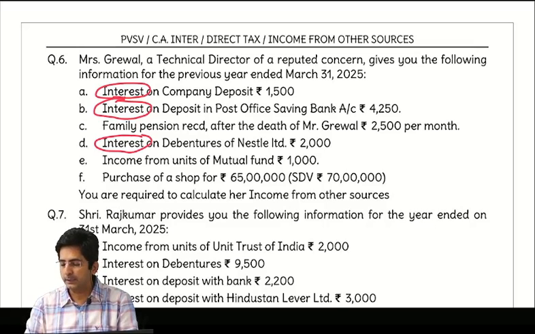So see, first is interest on company deposit. It is not in GPS, so it will be taxable. Other is POSBA, exempt up to 3,500, section 1015. I hope you know the section.